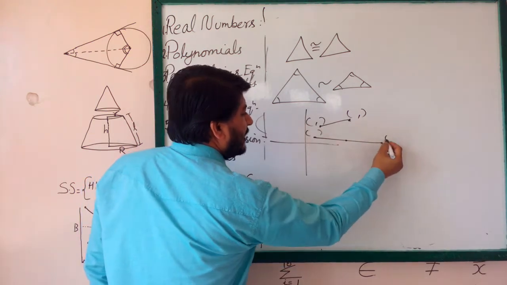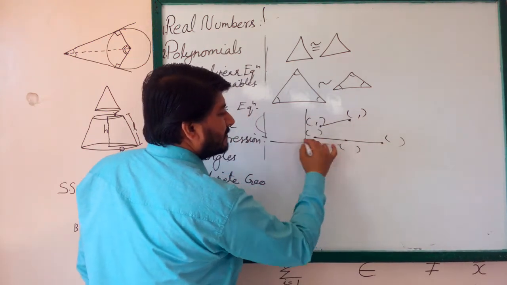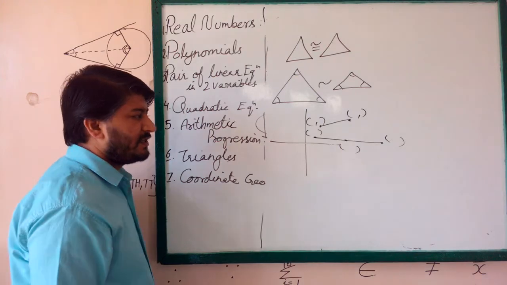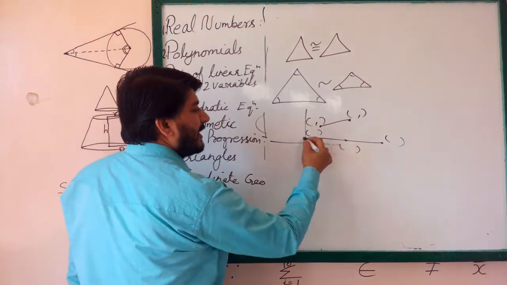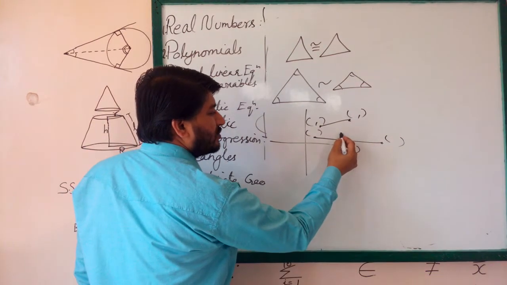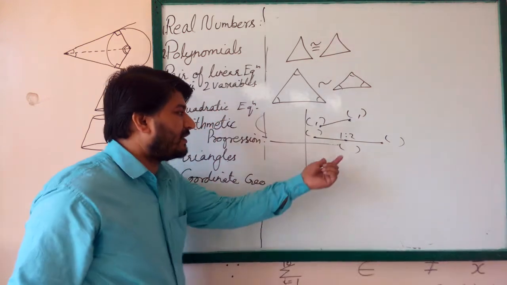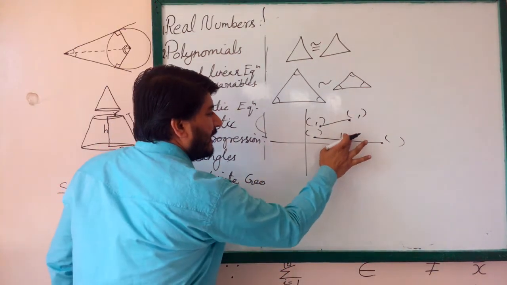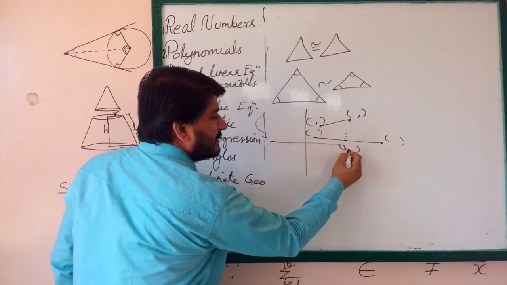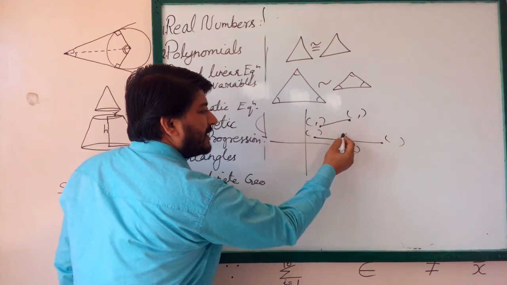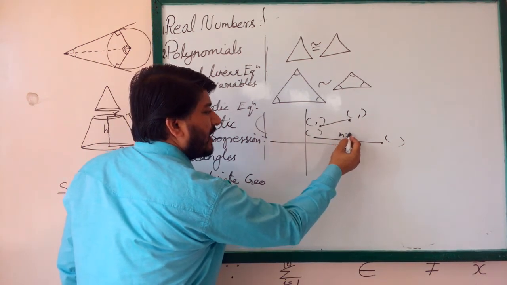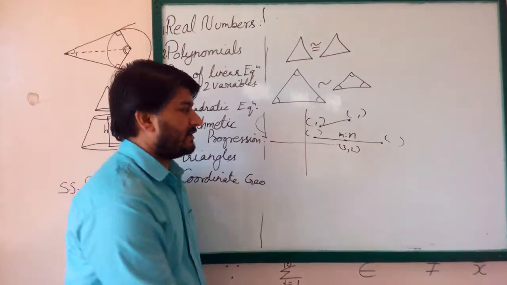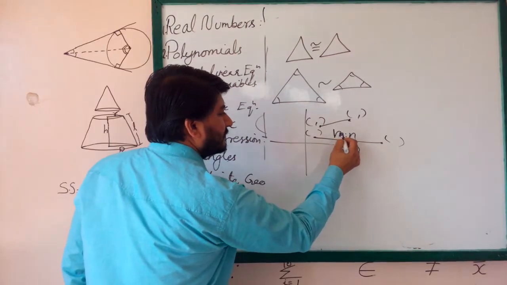Suppose these are the 3 points. This point lies somewhere in between these 2 points, and this point divides these 2 points in some ratio. Suppose 1:2 ratio. You need to find the coordinates of this point. And sometimes you will be given the coordinates of this point and we will be finding the ratio in which these two are divided. This is m is to n, suppose.